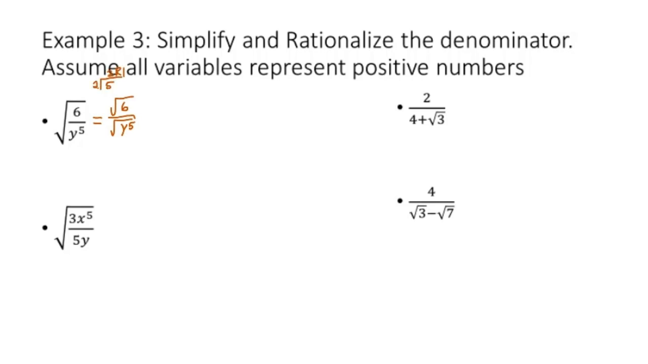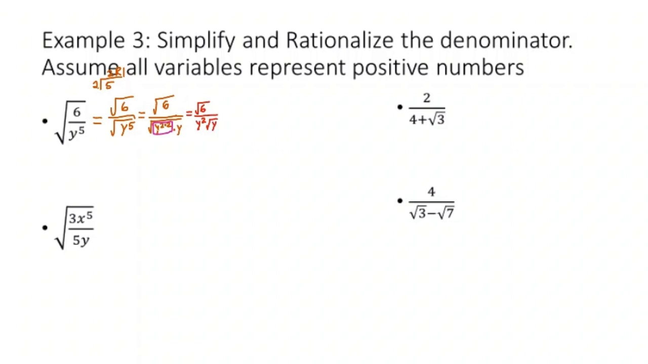5 divided by 2, we get 2 with a remainder of 1. So the y to the fifth, we can write as y to the 2 times 2 times y. Thanks to our third property, we can take the square root of the y to the 2 times 2. When we do, the square root of y to the 2 times 2 would just be y squared. The other y, which we can't take the square root of, stays in the radical. The square root of 6 we cannot simplify.